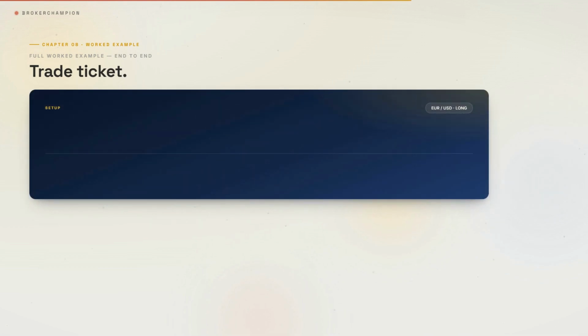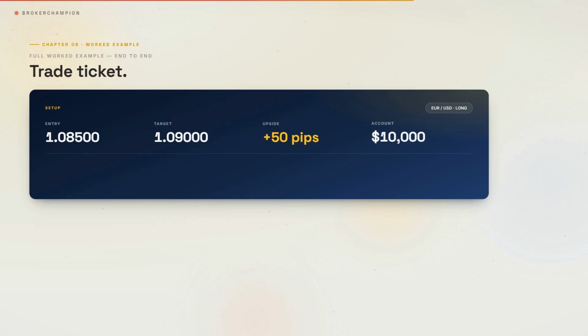Now the full worked example end to end. Euro USD is at 1.08500 and you expect it to move up to 1.09000. That's 50 pips of upside. You're on a $10,000 account and you follow the 1% rule, so you're risking $100 on this trade with a 20 pip stop. Position size math.